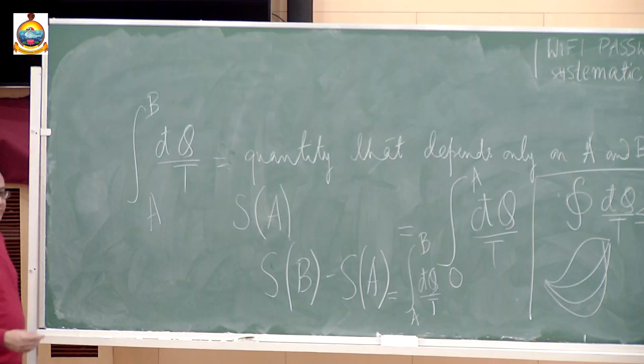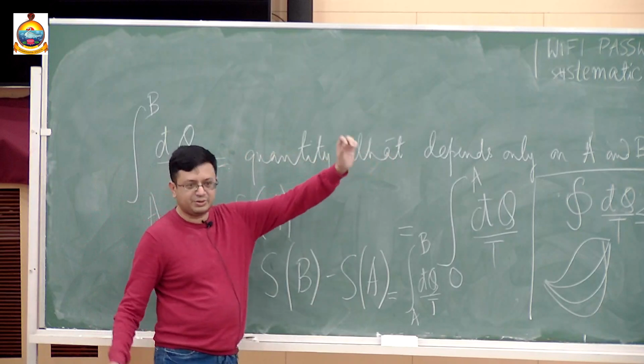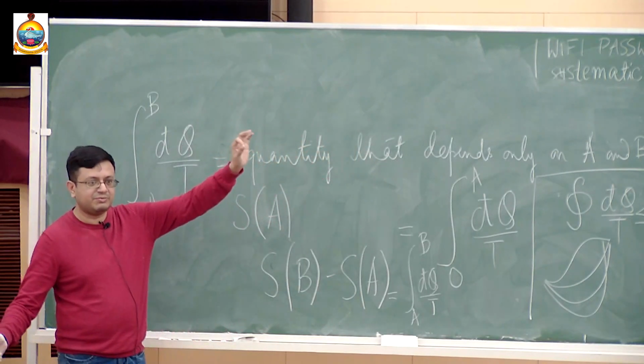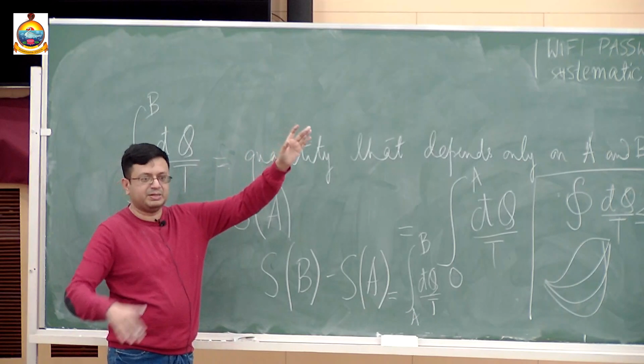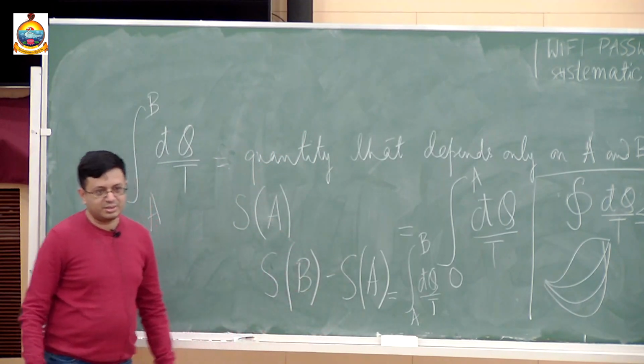It's the same for all, and therefore this d cross q by T must be a quantity that depends only on the endpoints. That's the only way in which you can get a contribution that doesn't depend on the path, and this lets me define the entropy the way it is done here.